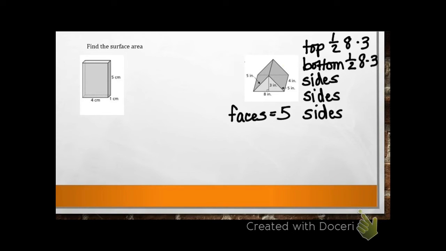This side right here, it already tells me it's 5, and I know it's 4 across. So I know it's going to be 5 times 4. Well, the other side is the same. 5 here, and it's got the same base, so it's 5 times 4. But this square that's laying right here on the bottom, that one right there, I already know this side is 8 and this side is 4. So it is 8 times 4. So you have to be careful there.